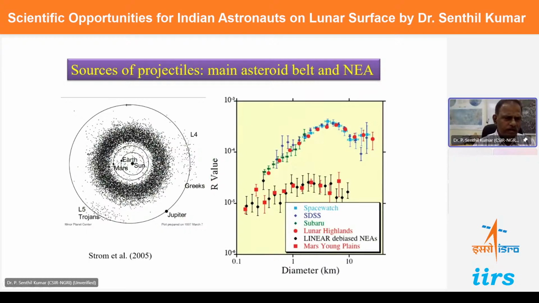There are asteroids sitting in the main belt. They all come together, travel across the inner solar system, and butcher all the planetary surfaces. So it's a huge process. It's not restricted to the moon. Therefore, by understanding the impact history of the moon, we will be understanding the whole inner solar system dynamics, particularly how the asteroids traveled across the solar system.